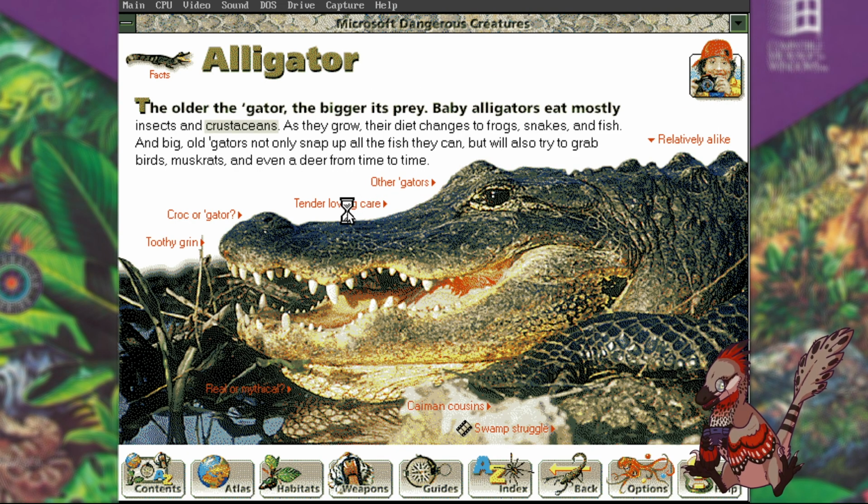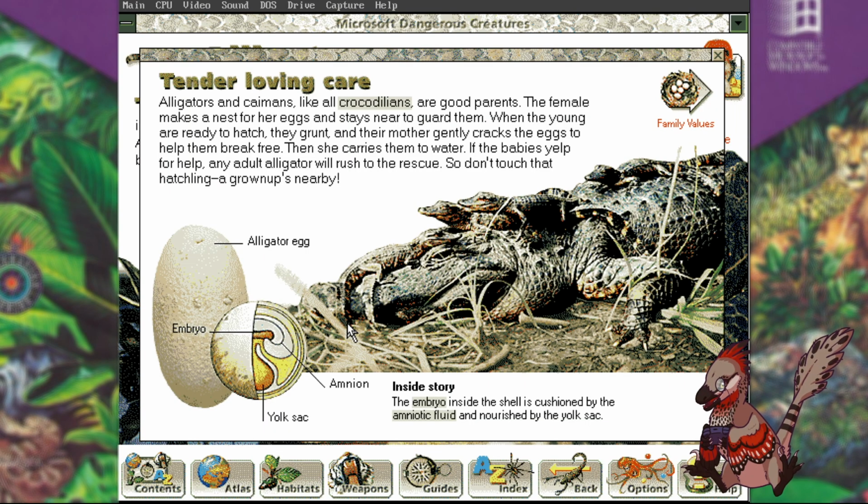Tender loving care. Baby crocodilians receive tender care from their moms. Other adults keep an eye on them too. Oh my God, it's so cute. Oh, look at all the lizards. Look at all the baby tiny alligators. Oh my god, that's adorable. Oh, they're so cute. They're so tiny.